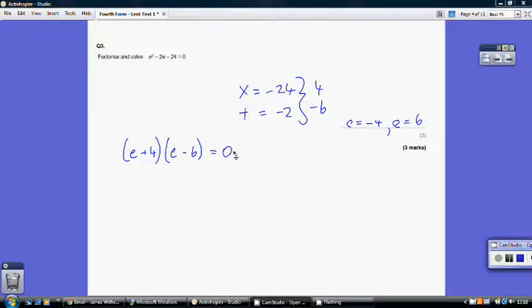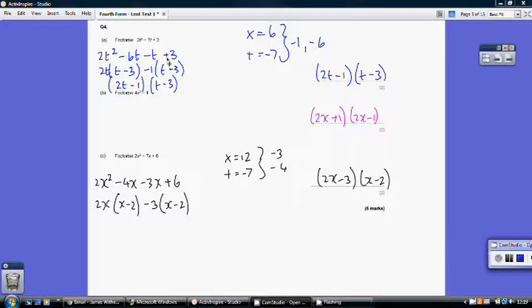So our two solutions, what makes this 0? First of all, e being minus 4 makes this first bracket 0, and e being 6 makes this second bracket 0. Now the question insisted that you factorise, so those of you who chose to ignore that and do it by either the quadratic formula or completing the square got 0 marks.